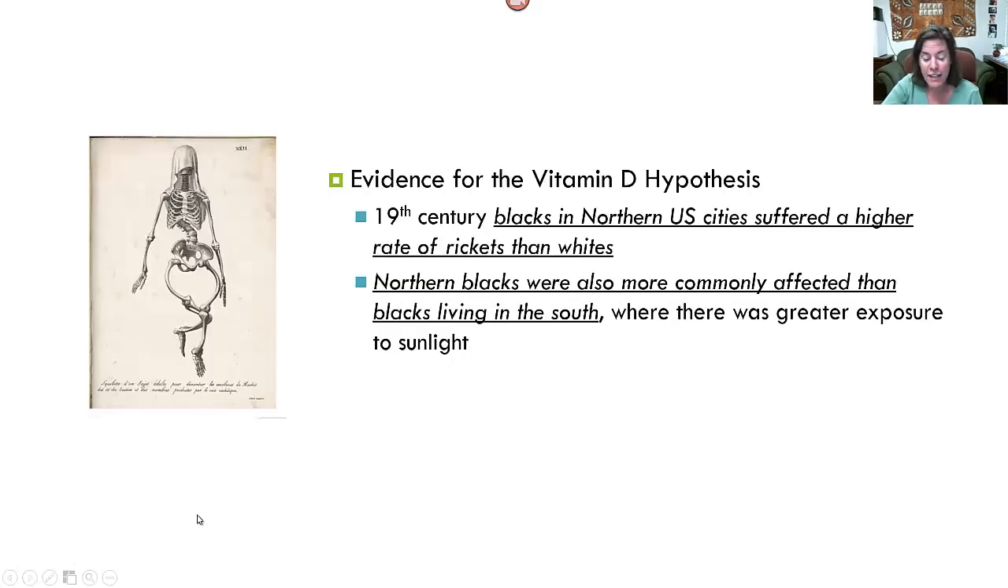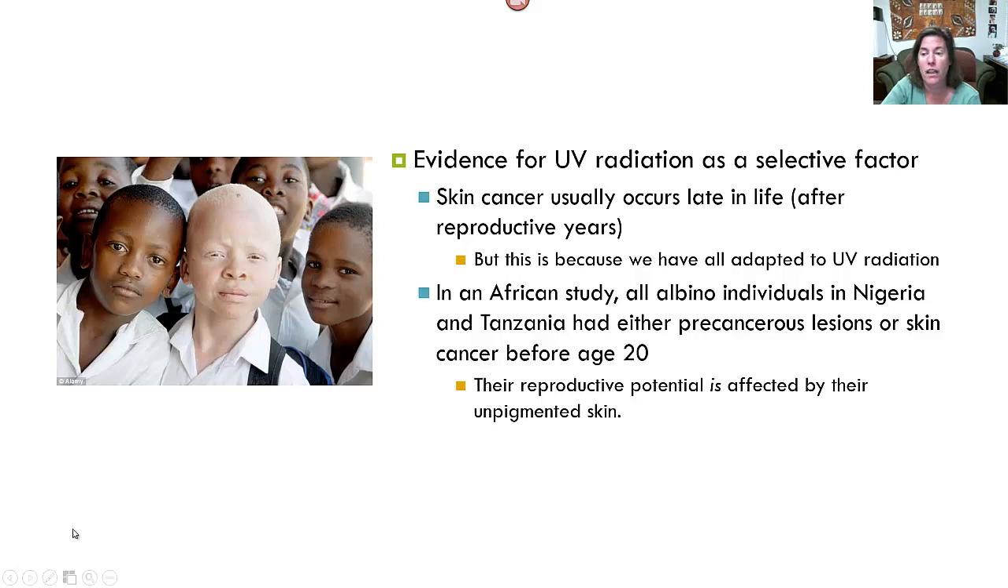So, is there any evidence for this vitamin D hypothesis? Actually, there's quite a bit. In the 19th century, blacks in northern U.S. cities suffered a higher rate of rickets than did whites in northern U.S. cities. Northern blacks were also more commonly affected than blacks living in the South because there's more sunlight in the South. The evidence for ultraviolet radiation as a selective factor is multiple.